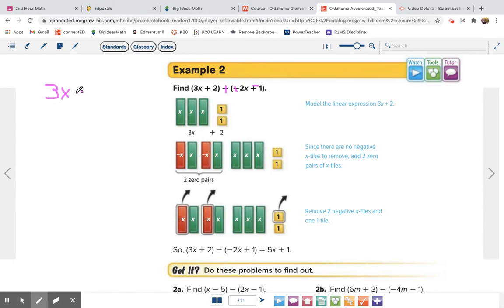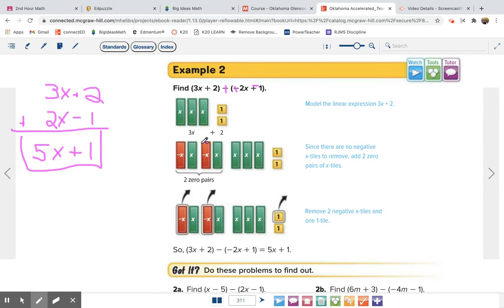Now we write out our addition problem so we can add or subtract our like terms. Now it is plus positive 2x minus 1. So I have positive 2 plus negative 1. That is positive 1. So plus 1. Then I have 3x plus 2x, 5x. 5x plus 1.